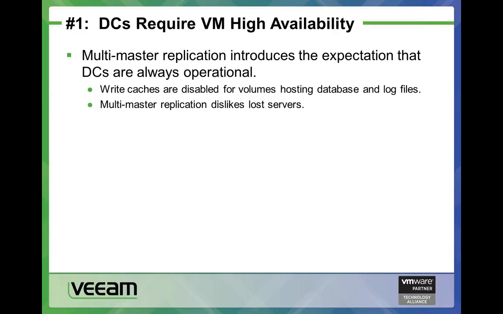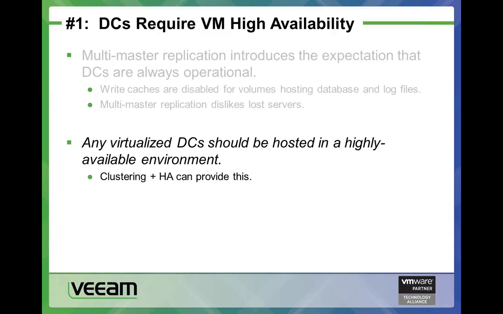Right? That multi-master replication is relatively tolerant of domain controllers going down, but there are some things implemented by Microsoft, like disabling write caches and some other features, that make it not like it. The replication itself does not like when servers go down. So number one is simply the recognition that any virtualized domain controller should be hosted inside of a highly available virtual platform or virtual environment. Now, you can get this with clustering, you can get this with HA, you can get this with live migration or what have you, but implementing domain controllers in some sort of virtual platform that supports high availability is very, very important.